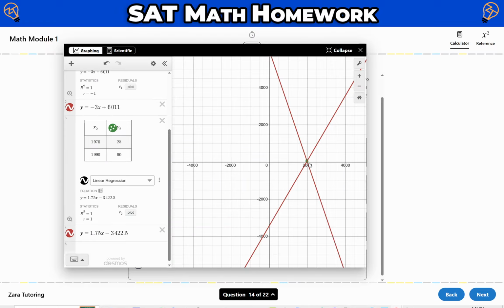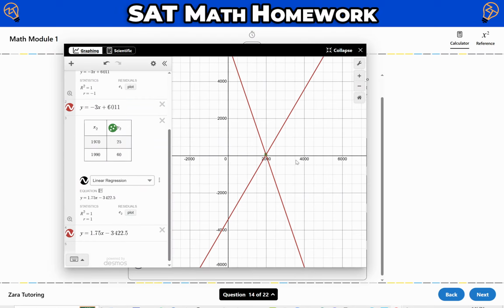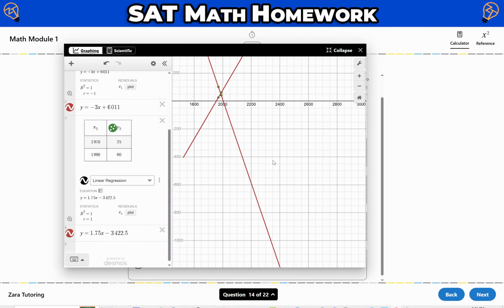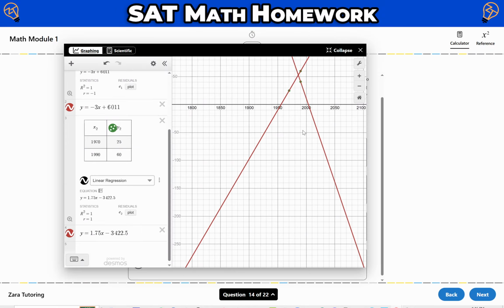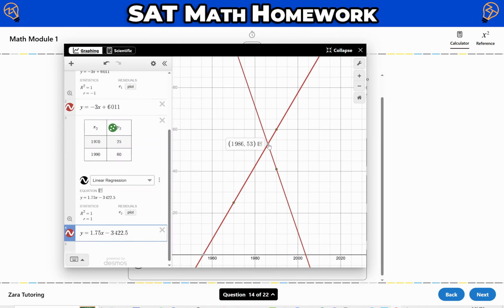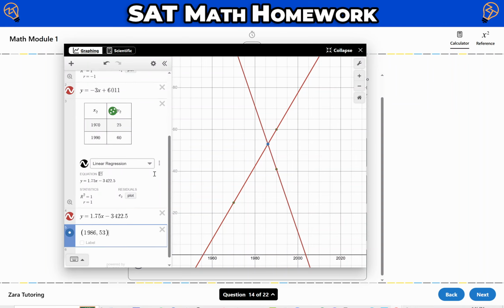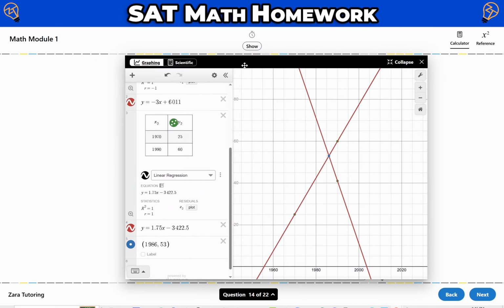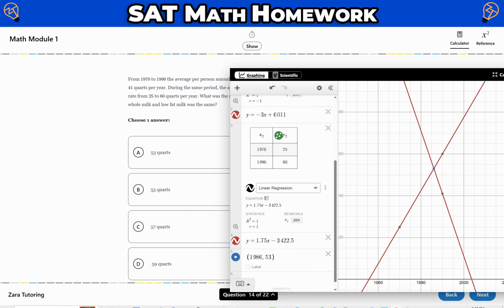And now once I found where it is, I really want to zoom in there. So I'm going to put it at the center, zoom in, because notice it's identifying a few different points, and I want to make sure I find that intersection right there. Let's export it so we can look at it. So it's saying in 1986, they ended up having the same consumption, but the consumption of quarts was 53 quarts, making the correct answer A.